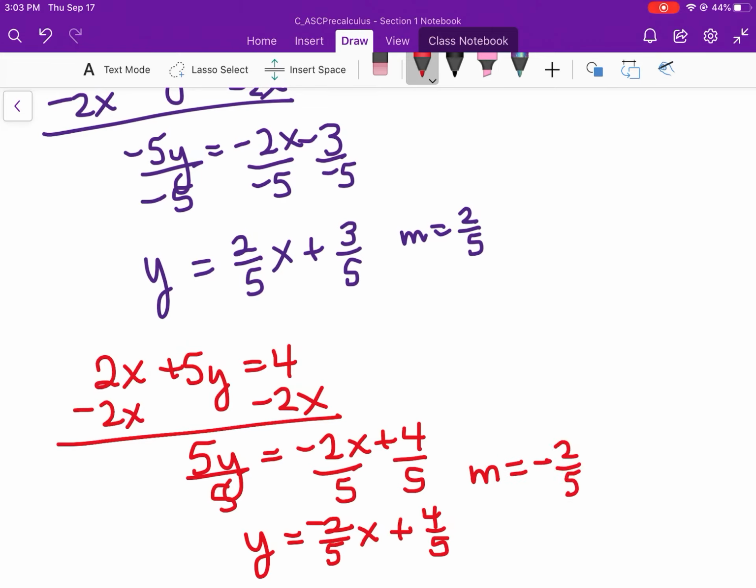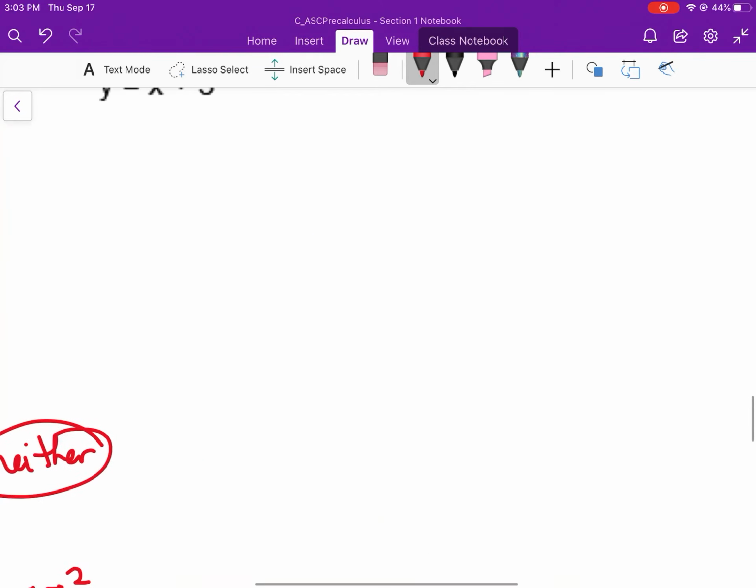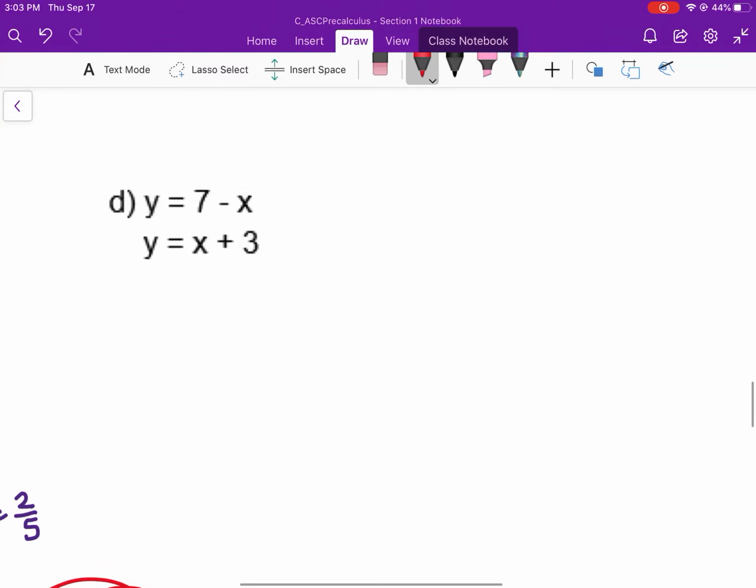So this slope is -2/5. Is that parallel, perpendicular, or neither? Oh, it's been a long day. You say neither because they're opposites, but they're not reciprocals. So they're neither. Okay, last one in the examples.